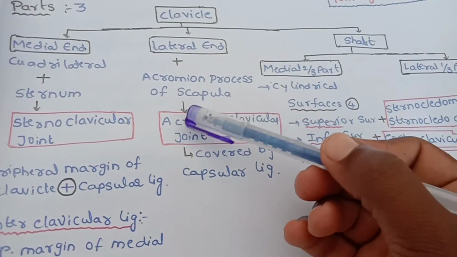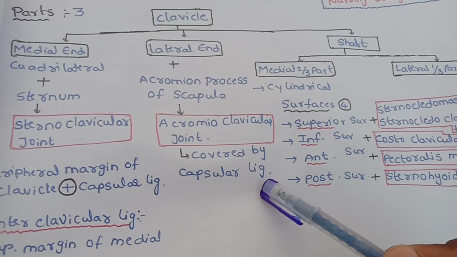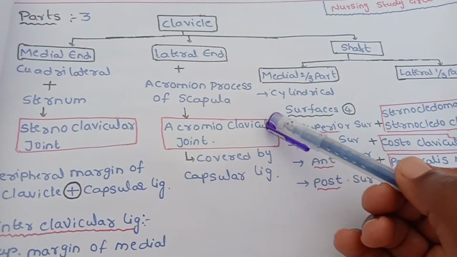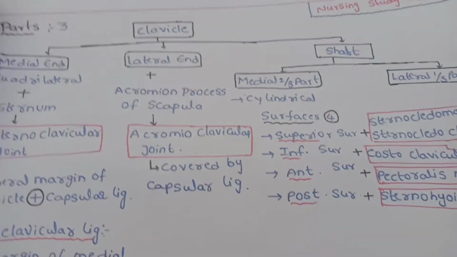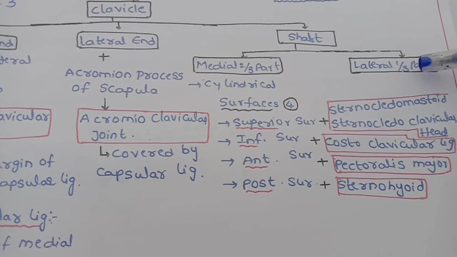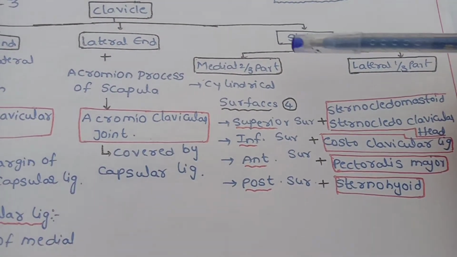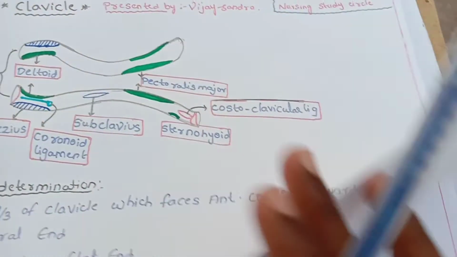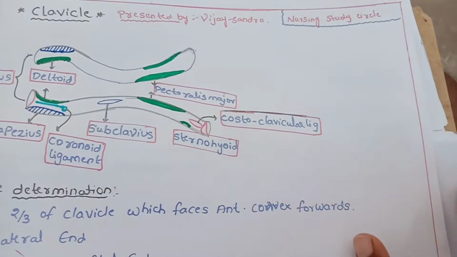This acromioclavicular joint is covered by the capsular ligament. By the help of this capsular ligament there is an attachment of the acromioclavicular joint. So this is the lateral end, and now you will see the shaft. In this shaft there is a medial 2/3 part and a lateral 1/3 part. The medial 2/3 is cylindrical in shape.